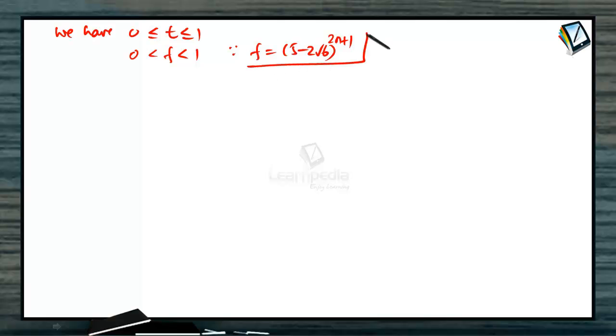Next, let us proceed in this way: we have 0 less than t less than or equal to 1, and 0 less than f less than or equal to 1, as we have chosen f. Because we have chosen f as (5 minus 2 root 6) raised to the power 2n plus 1, obviously a decimal fraction lies between 0 and 1. When you add these two, t plus f lies between 0 and 2.